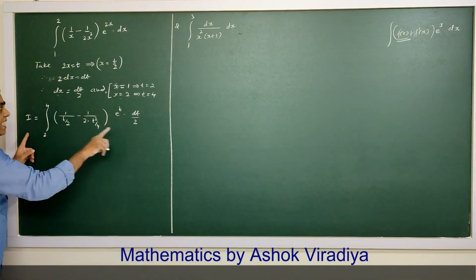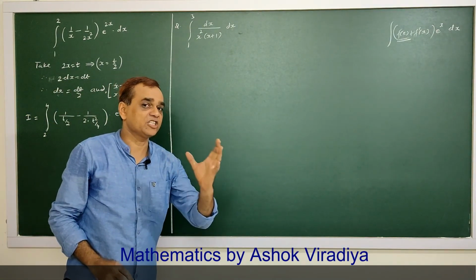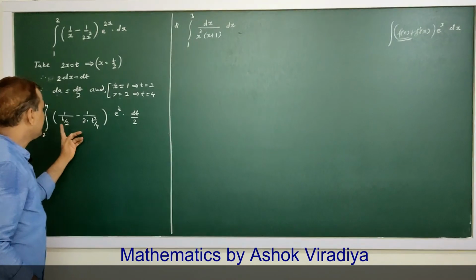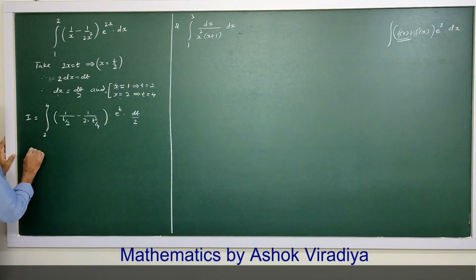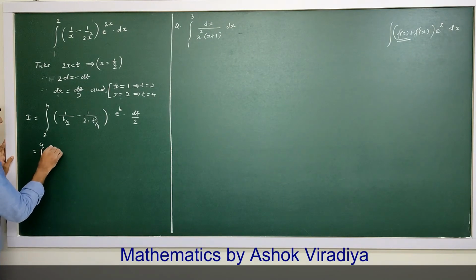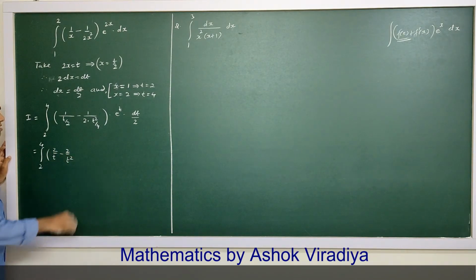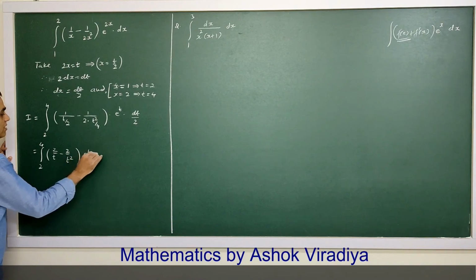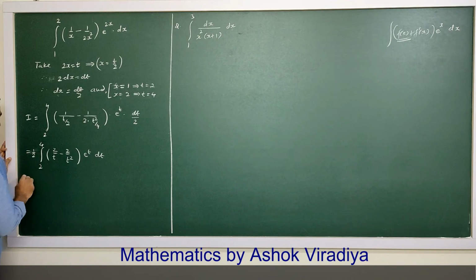So convert everything in the new variable. There should not be a mixture of x and t. Everything in terms of t, hence here the limits of t are 2 to 4, and this is 2 by t minus 2 by t square, e raised to t, dt by 2, we keep the 1 by 2 outside.